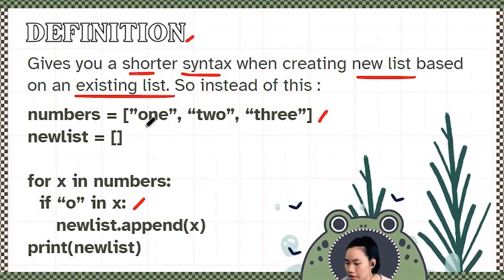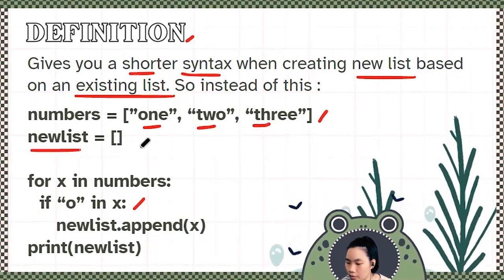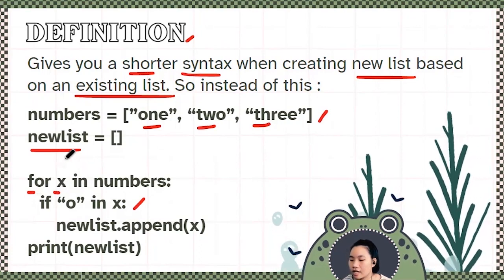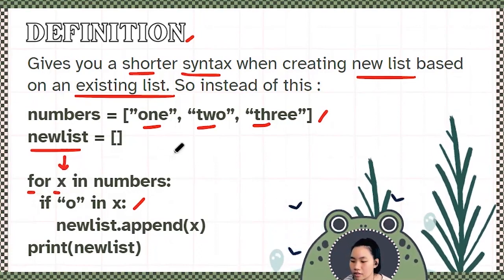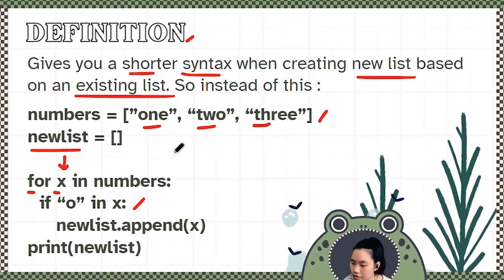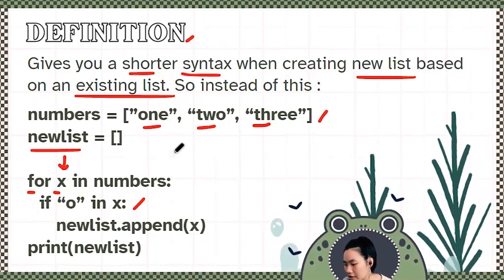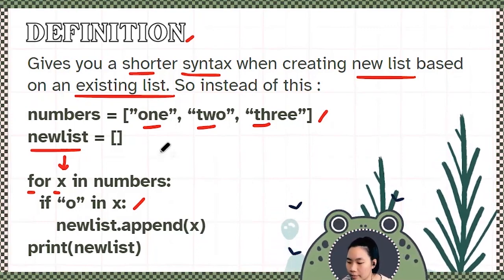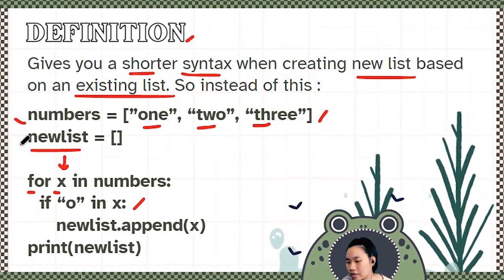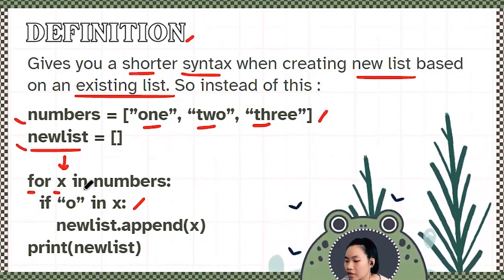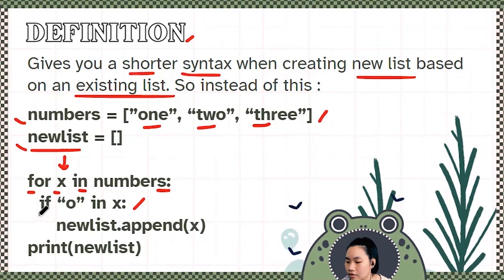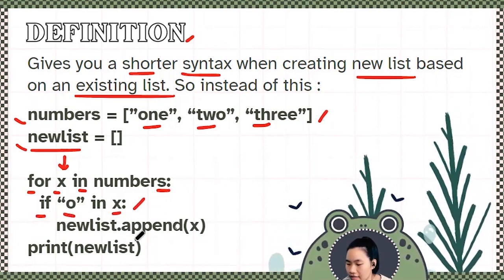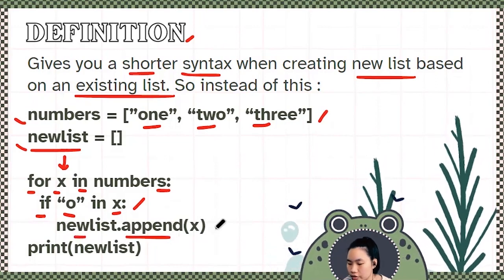We have numbers 1, 2, and 3, and we have an empty new list. For x, as I've said in the last lesson, it doesn't have to be x, it could be output, it could be result, it could be i, g, whatever, all right? As long as you don't overlap it with important names like numbers, new list, and keywords. In numbers, so this is our if condition. If the string o is in x, append it to new list.